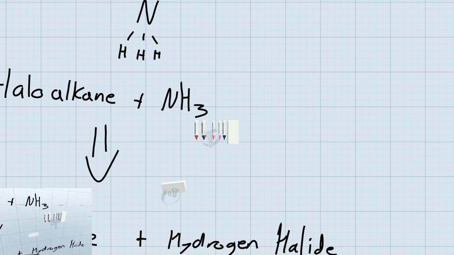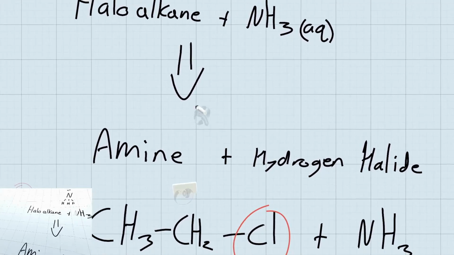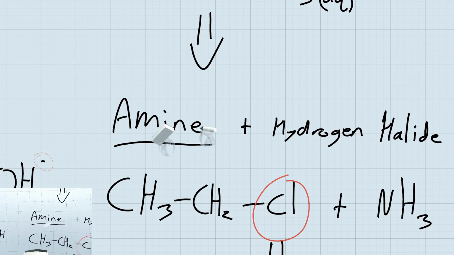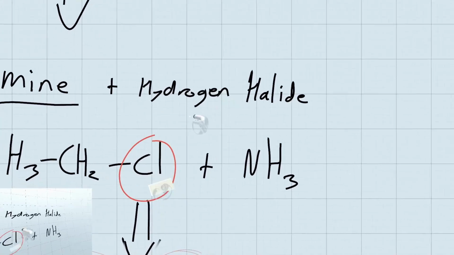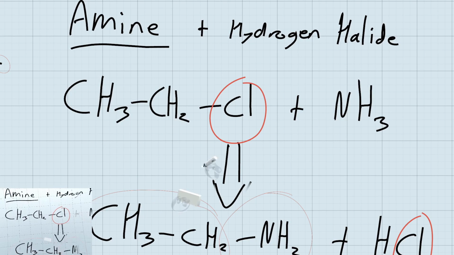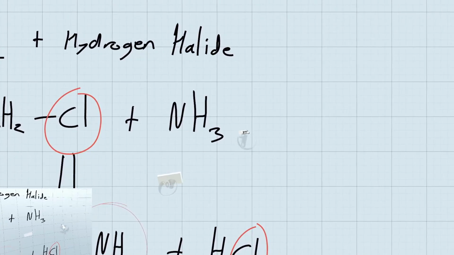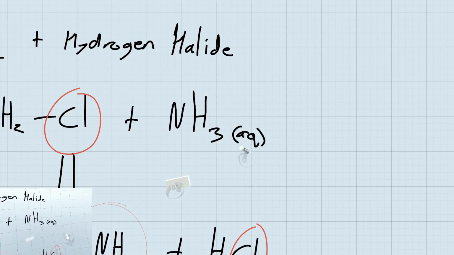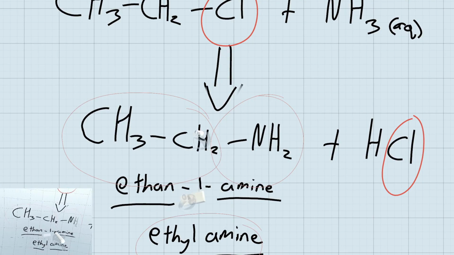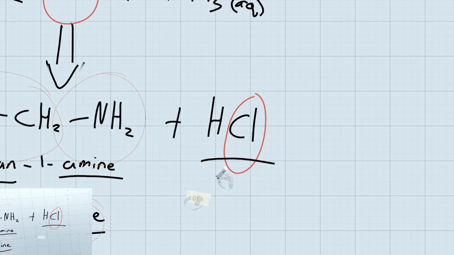In this case, our ammonia solution is just going to be aqueous, and we're going to then react it to form an amine. An amine is just an NH2 group attached to any other carbon chain, plus a hydrogen halide. If you were to represent this as an equation, we've got CH3CH2Cl. So this is chloroethane reacting with ammonia, also aqueous. And this forms ethane 1 amine, or CH3CH2NH2, plus our hydrogen halide. In this case, it's going to be hydrogen chloride.